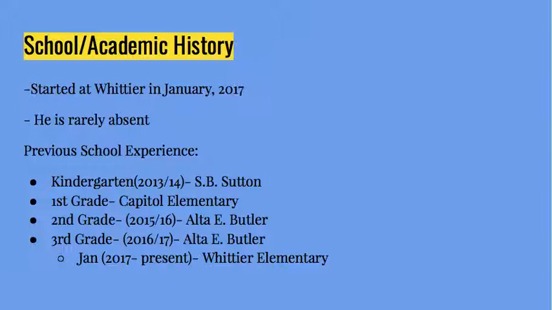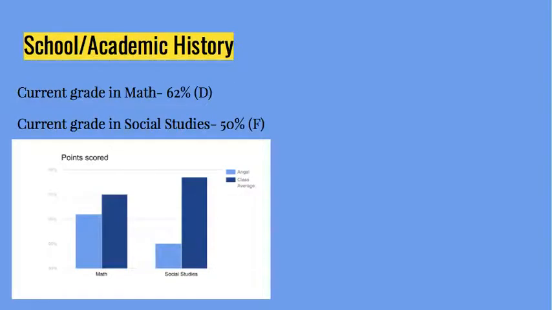As far as school and academic history, we don't have too much information for that. He did start at Whittier in January, so he's only been at that school a few months, and he is rarely absent. And previous school experience, he has pretty much moved to different schools every year. So he was in second grade at Alta Butler, and he was there until around the end of December of third grade. And as far as his grades, we do not have any benchmark scores. None of those scores were transferred over to Whittier.